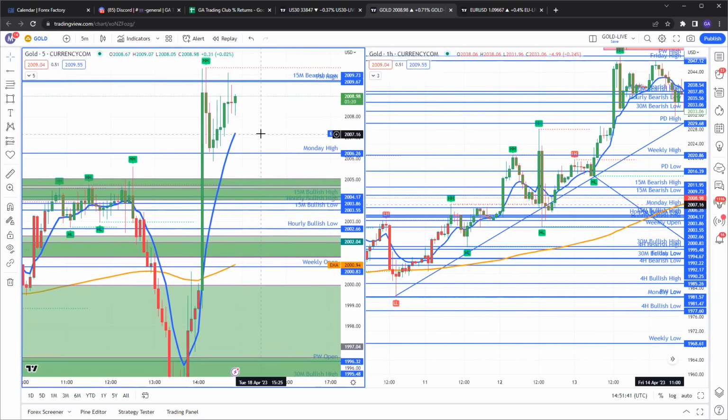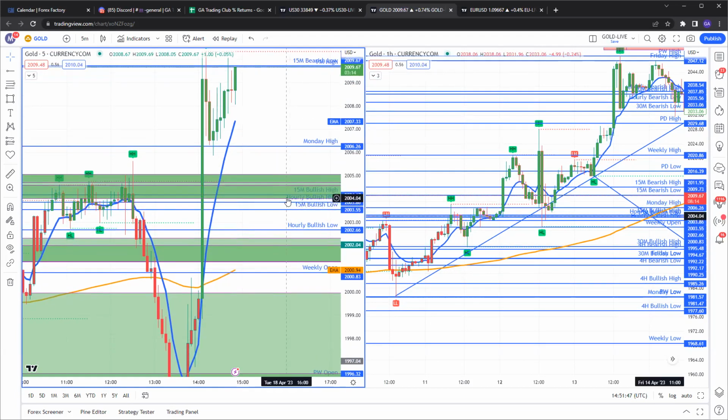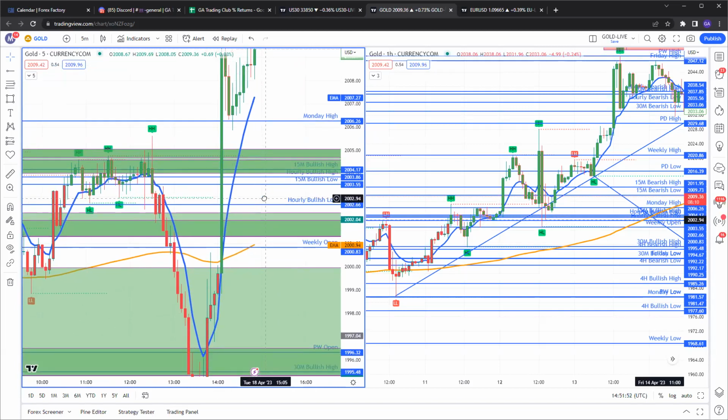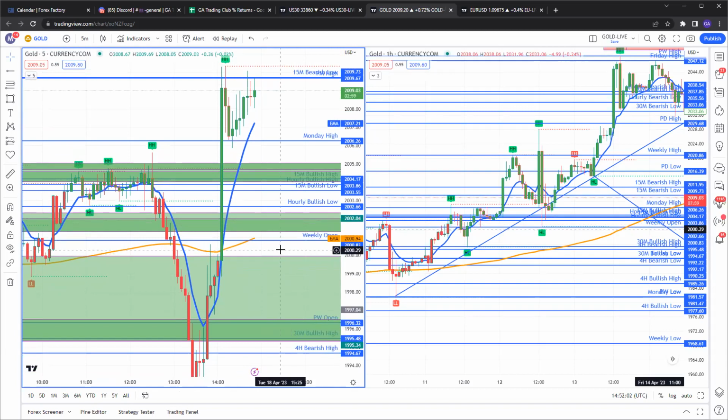So one way you can enter a buy right here on gold is for the retest of the 9 EMA around 2007. Or you can wait for price to come back down to the hourly bullish high and hourly bullish low. The hourly bullish high is 2004, the hourly bullish low is around 2002, which also plays around with the psychological number, which is around 2000. So ideally for the buy on gold, I would rather wait for the 2000 to 2003 area.